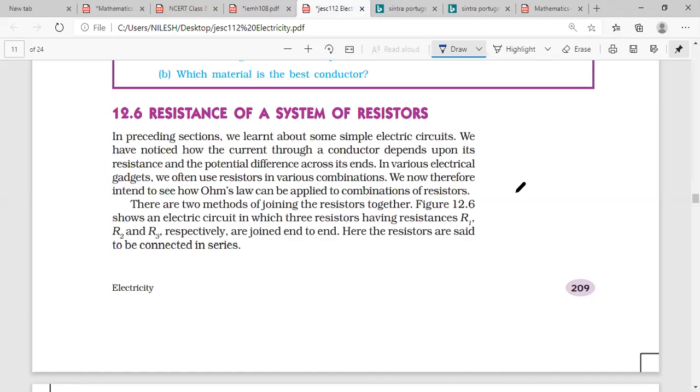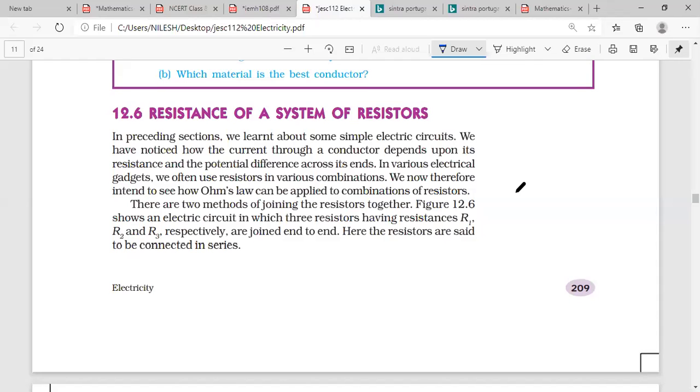In various electrical gadgets, we often use resistors in various combinations. We now therefore intend to see how Ohm's law can be applied to combinations of resistors. If I am combining them either in series or in parallel, what will happen? And why do we combine them? That also we'll see at the end of the discussion of this topic. Why connect them in series? Why connect them in parallel? What are the advantages?